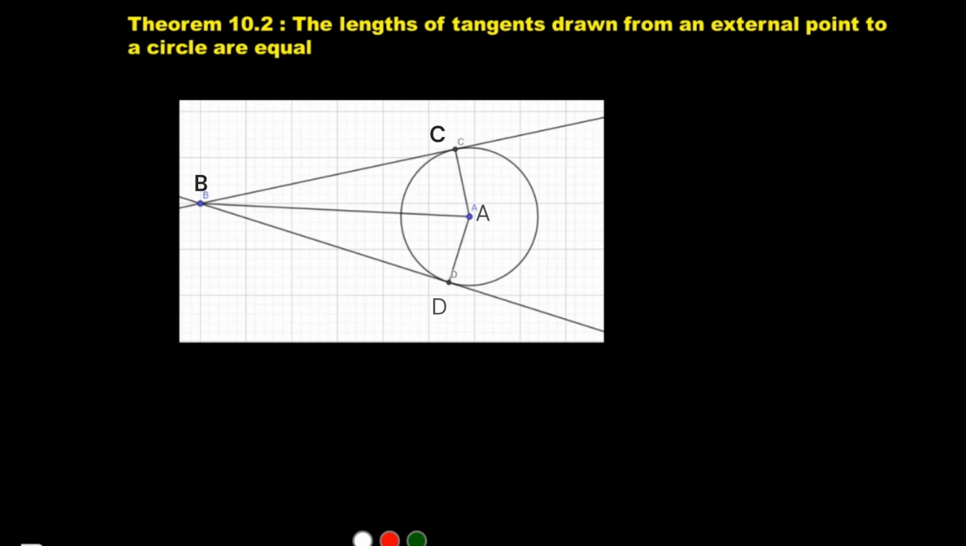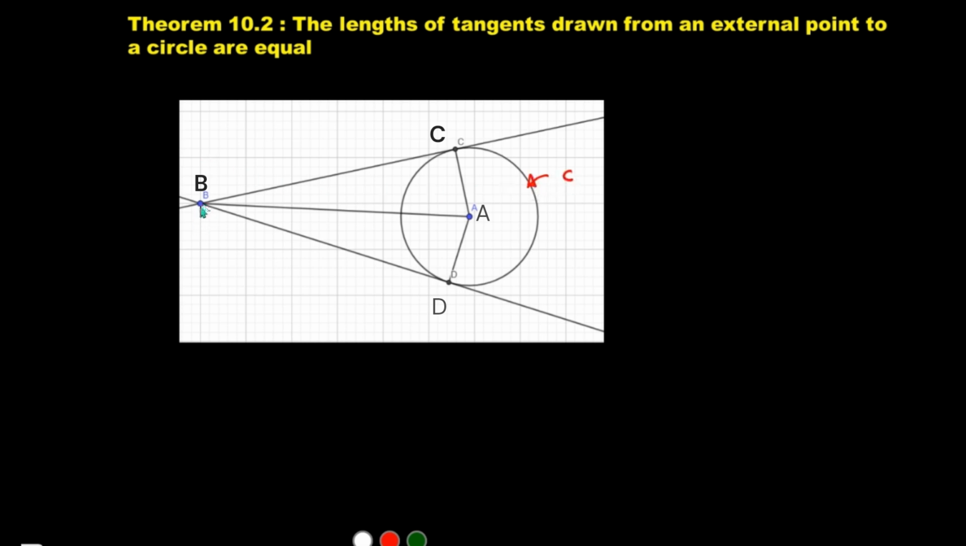How many tangents can be drawn from an external point? We can draw 2 tangents, right? So, if we take this circle C that I have drawn, the external point is B.